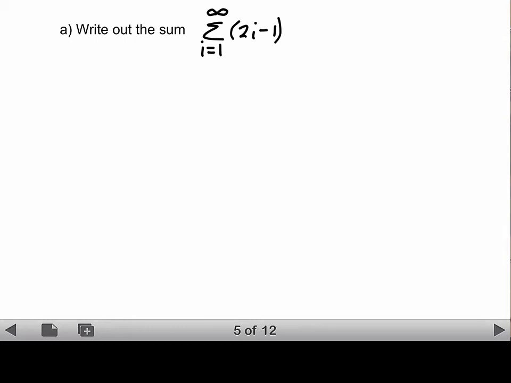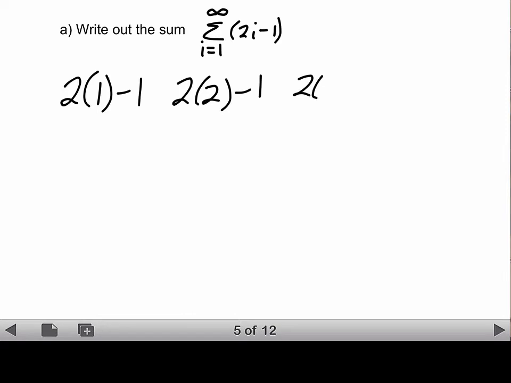Sure it is. It just says that this series never stops. All we're asked to do is write out the sum, and so when i is 1, we're looking at 2 times 1 minus 1. When i is 2, we've got 2 times 2 minus 1. When i is 3, we've got 2 times 3 minus 1. And each of these terms should be separated by plus. And then after that last one, we can put dot, dot, dot. The fact that nothing comes after the dot, dot, dot indicates that this is an infinite series.